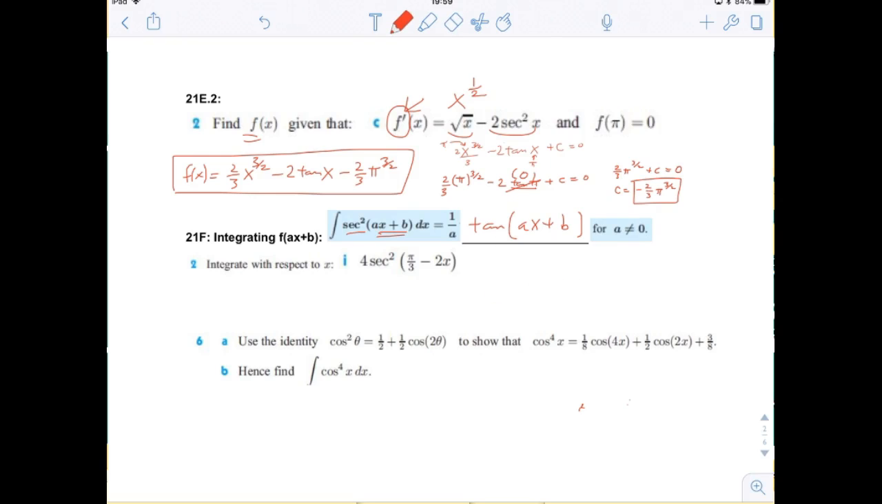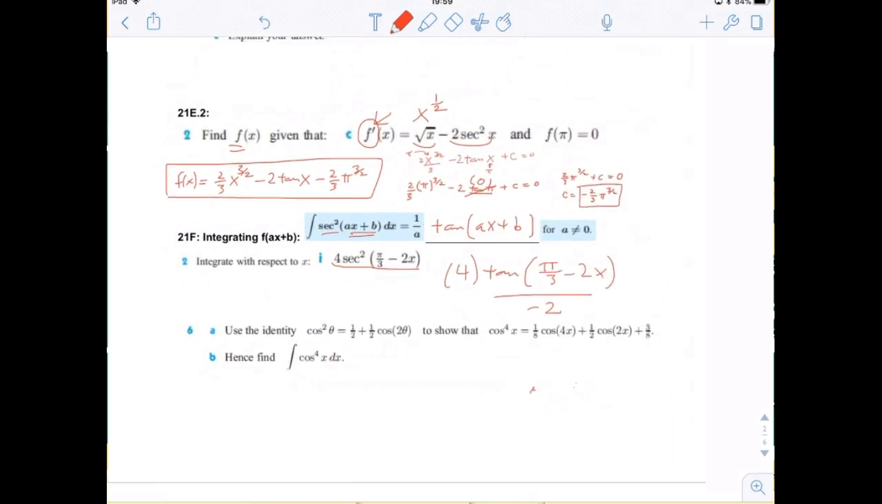All right, integrate with respect to x this expression here. Okay, so this is very similar. Basically, what the rule says is I should take the tangent of the same expression, and I should divide it by a. And a here is -2, so I'm going to divide by -2. I can't forget that there was a coefficient of 4 here.